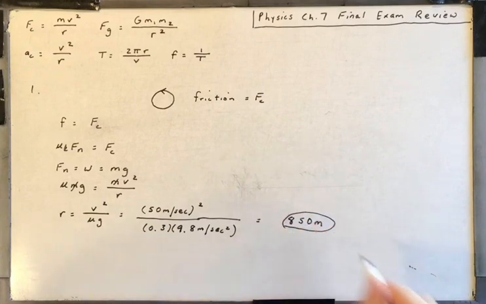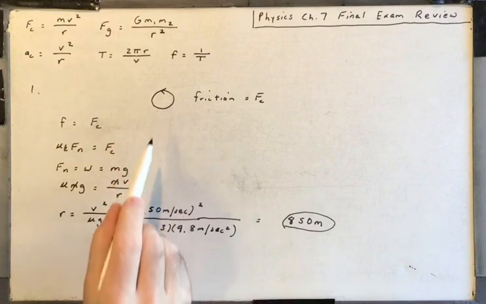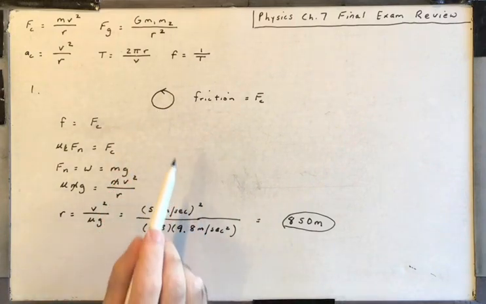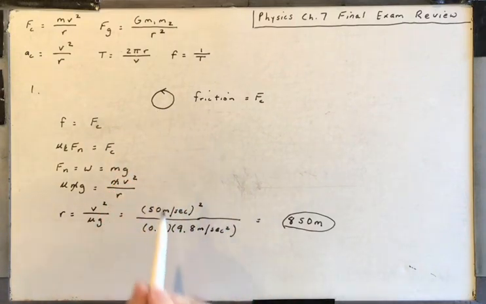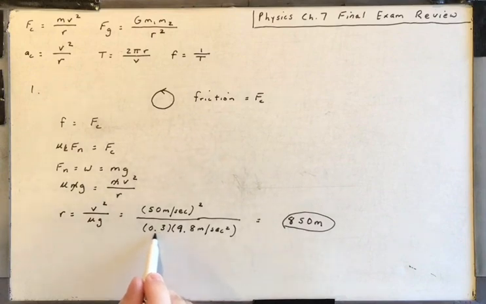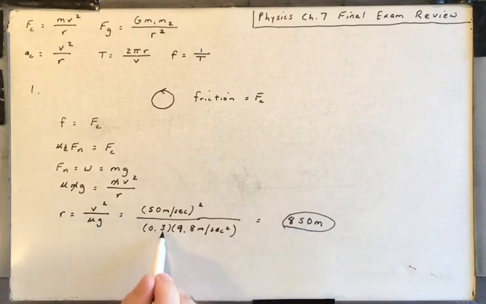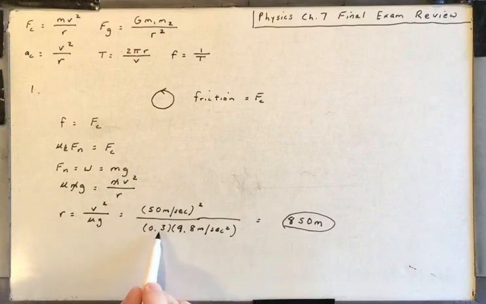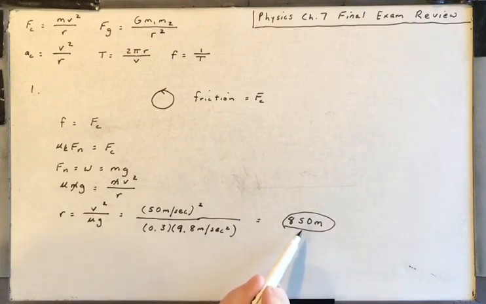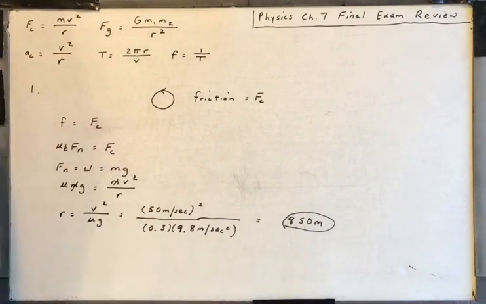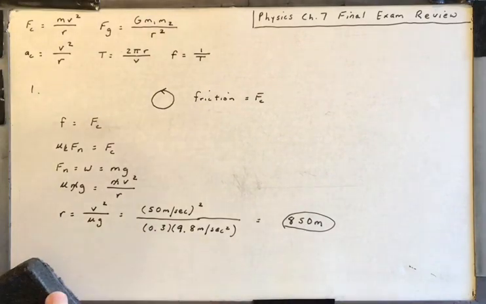So that van is going pretty fast, and with a coefficient of friction of only 0.3, you're going to have a really big circle. If that was higher, let's say the coefficient of friction was 1, then you'd be able to take that radius down by a third. Okay, that's number 1.